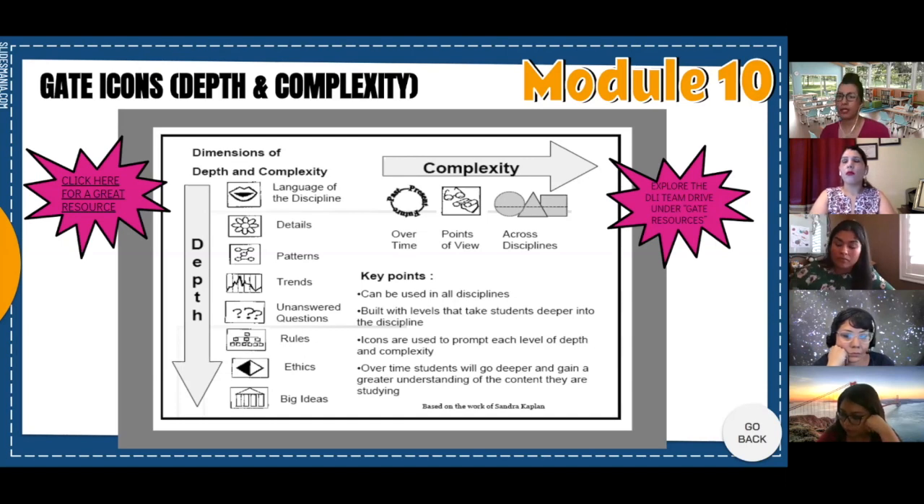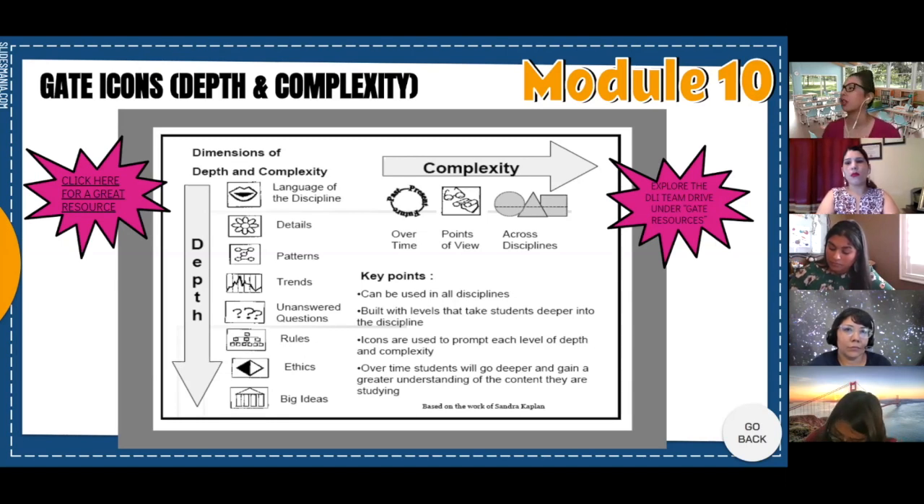The icons that push your students to think at a more complex level and in more complex ways are these 3 icons, which would be over time: past, present, and future. Meaning, if you're talking about a topic, how was the American Revolution back when it was actually happening, versus how are some of these things still affecting us today, and how do we think these are things that are going to continue to affect us in the future, that kind of thing. Just really extending the thinking. That would be over time.